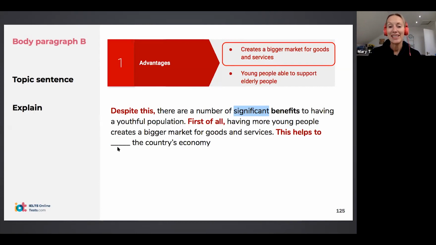Awesome. So I think when I was cut off, I was asking you which word would make sense here. So this helps to something the country's economy. Yeah, boost. That's right. Good.